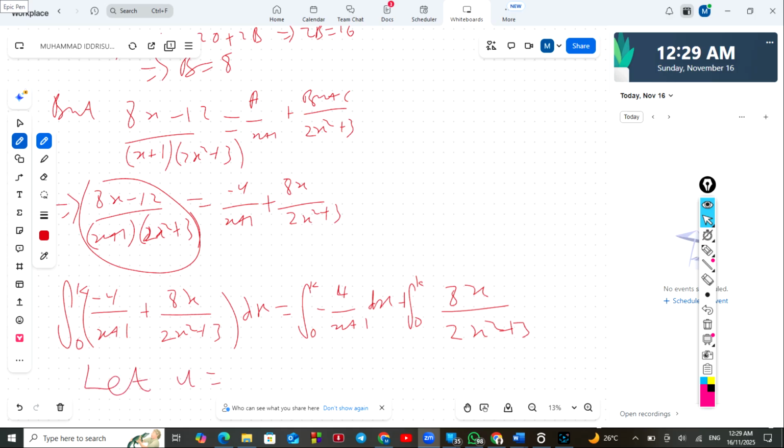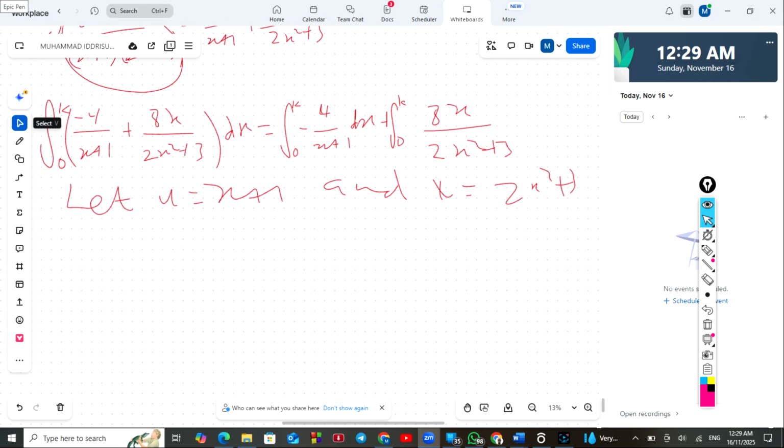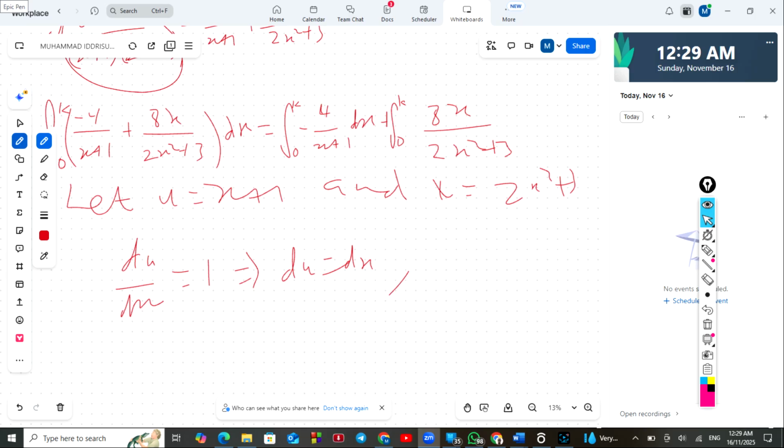So let u equal x + 1 and v equal 2x² + 3. We are doing substitution here. This means du/dx will be equal to 1, which implies du is equal to dx, and dv/dx will be equal to 4x. This means that our dx will be equal to dv over 4x, or you can say 1 over 4x dv.